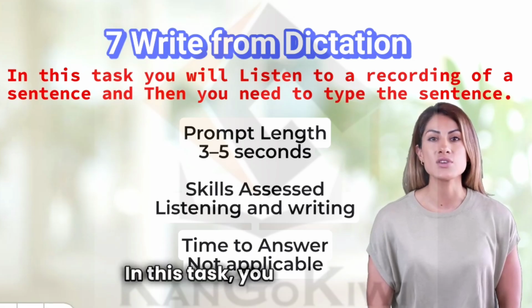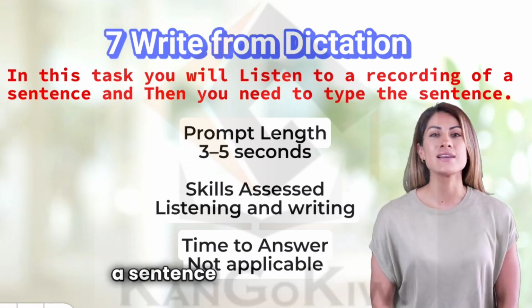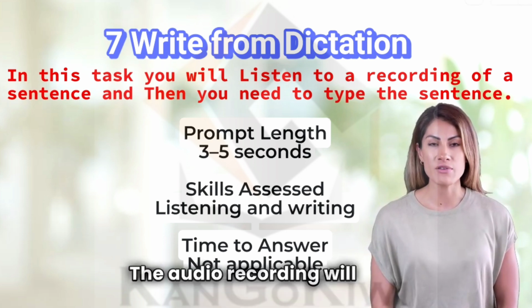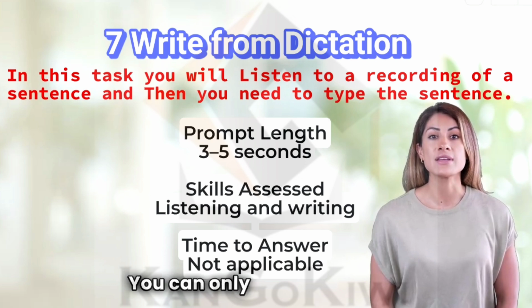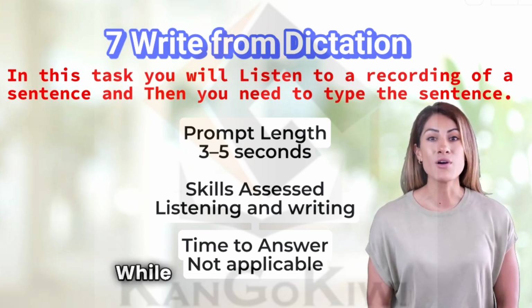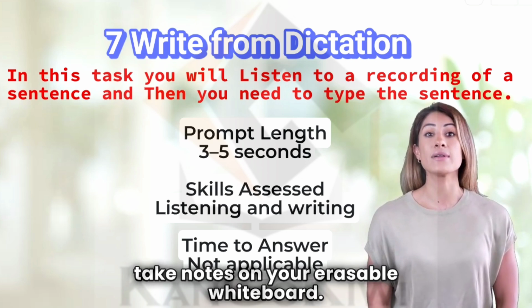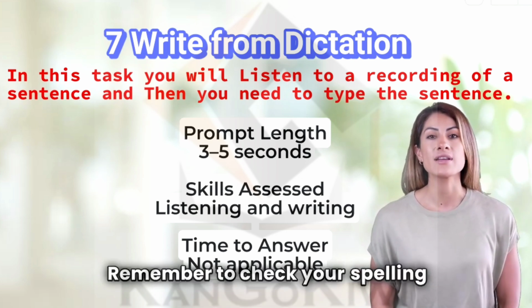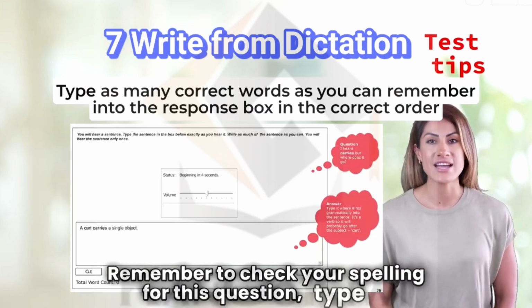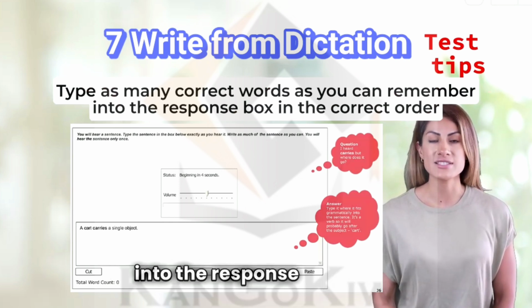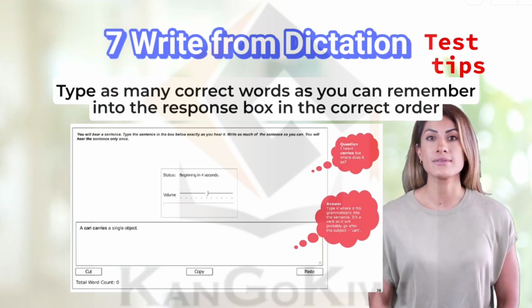In this task, you will listen to a recording of a sentence, and then you need to type the sentence. The audio recording will play automatically. You can only listen to it once. While the audio is playing, you can take notes on your erasable whiteboard. Remember to check your spelling. For this question type, you need to listen to a sentence and then type it into the response box at the bottom of the screen.